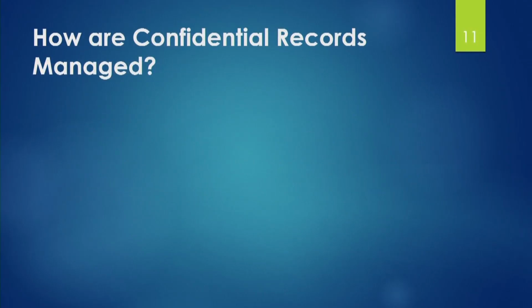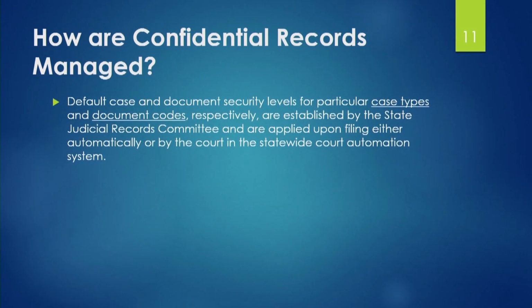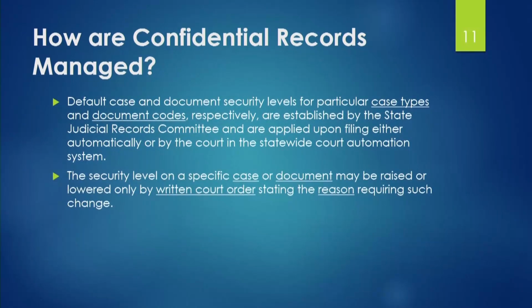So how are confidential records managed by the court? Default security levels are assigned at both the case and the document security level. Those security levels have been determined by the State Judicial Records Committee, and those are applied automatically by the system when accepted by the clerk. The security level on a specific case or document may be raised or lowered, but that must be done by a written court order identifying the reasons for such change.